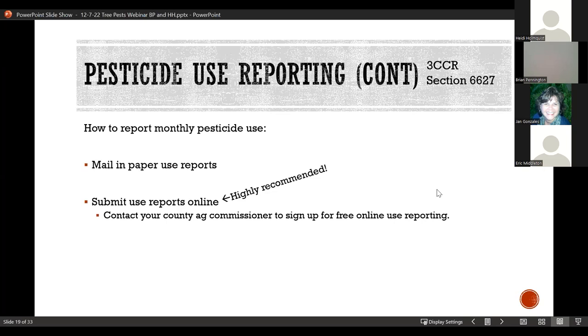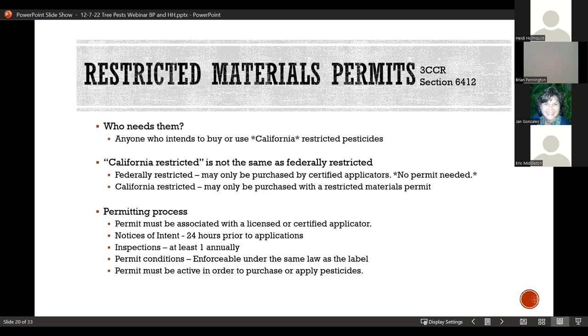Let's talk about restricted materials permits. I was told that some people are interested in carbaryl. If you want carbaryl, you're going to need a restricted materials permit. Some pesticides cannot be purchased, possessed, or used in California without a permit. These are called California restricted materials. Note there's a difference between federally restricted and California restricted materials. Federally restricted materials can be purchased by any licensed or certified applicator without any kind of additional permit. A permit for California restricted materials is a special thing that you have to apply for with the county ag commissioner. It has to be associated with a licensed or certified applicator.